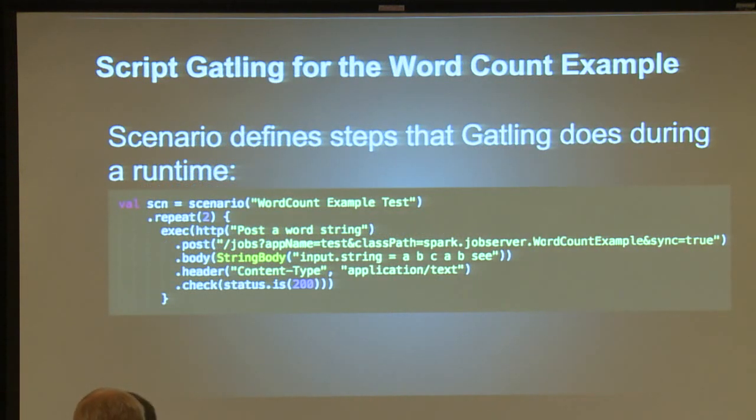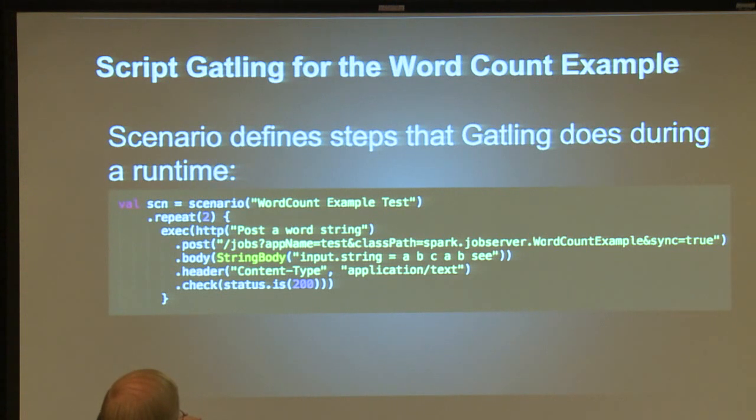So now we have the Spark job server up and running. The jar is uploaded and everything's done and ready. The next step is to write a basic Gatling script for the word count example. So there are two key things. Scenarios define the steps and actions that Gatling will do to the job server.